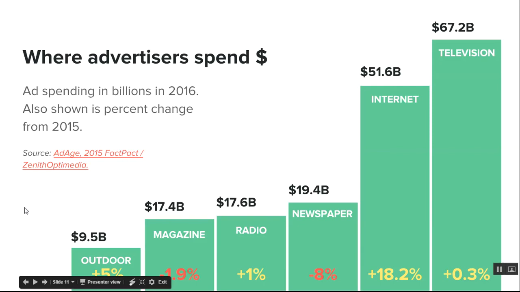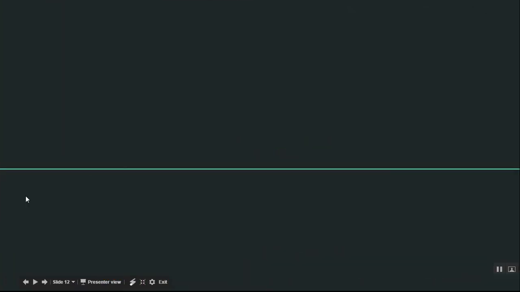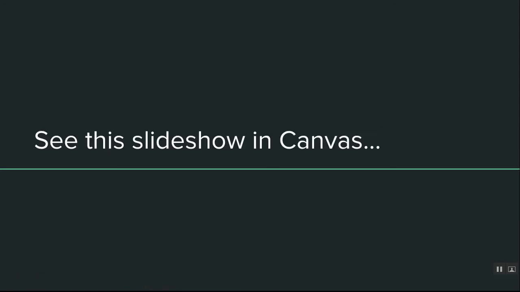So this chart just gives us an idea of where advertisers spend their money in terms of media vehicles. That wraps up our definition of advertising. So since you can expect to see questions from this exam, I've put this slideshow in Canvas, and of course you can rewatch this video. Goodbye.